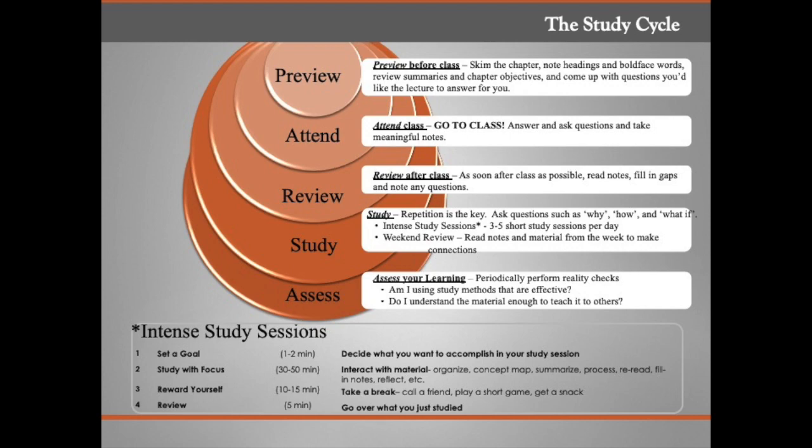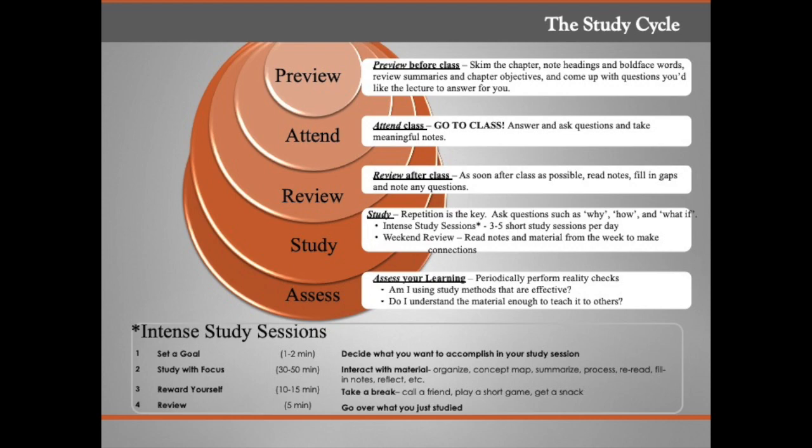So periodically, think about a reality check. Gee, am I studying effectively? Am I using tools that I know are useful? And the golden question, after you study anything, after you learn anything, is, can I teach a patient about this? Do I have enough information to teach it to a CNA? Do I know enough about this to teach it to an attorney who's asking me questions in a court setting?